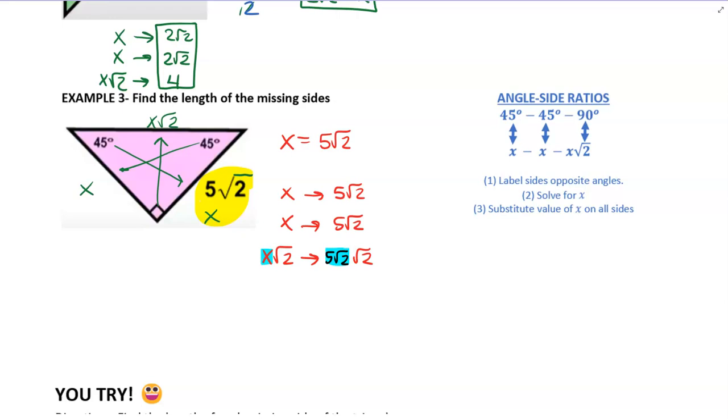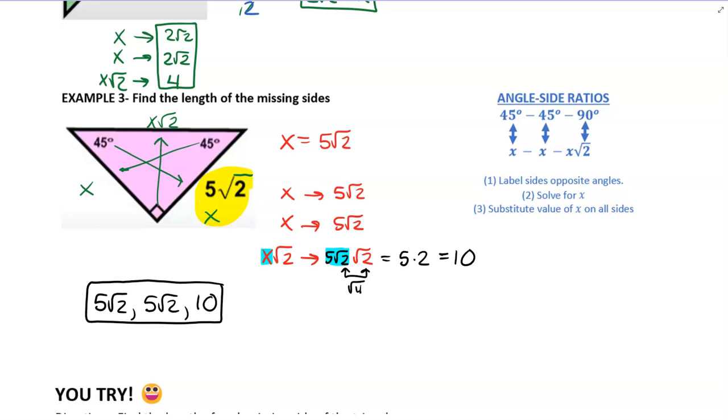And so in order to do this, we're going to have to multiply these square root of 2's together. Square root of 2 times square root of 2 is indeed the square root of 4. But remember that that is actually equal to 2. So my answer here for the hypotenuse is 5 times 2, or 10. So the three sides of my triangle, the two legs are 5 root 2 and 5 root 2. And in this case, my hypotenuse is going to be 10.